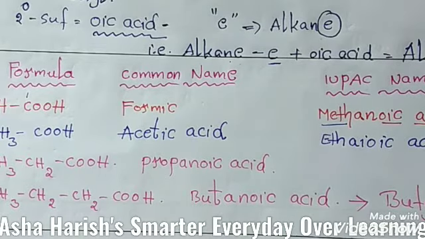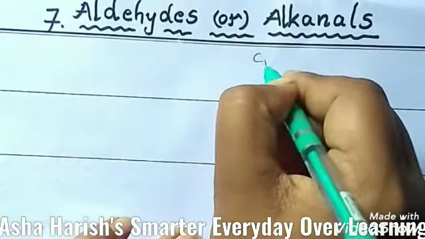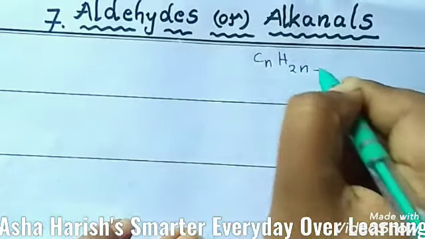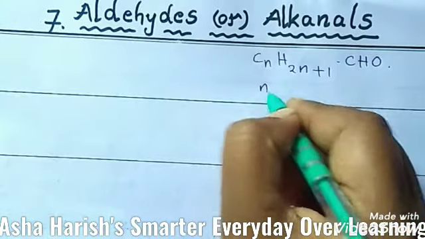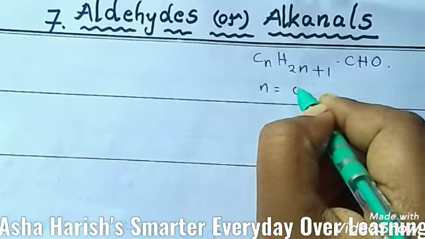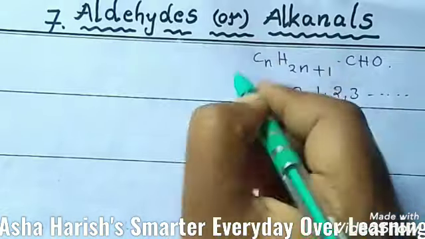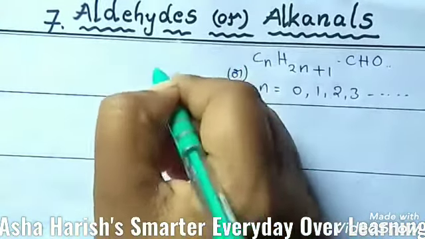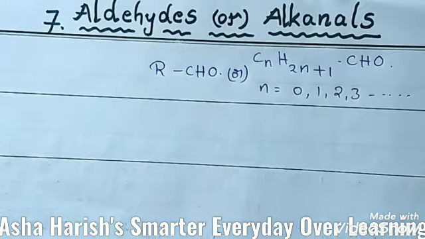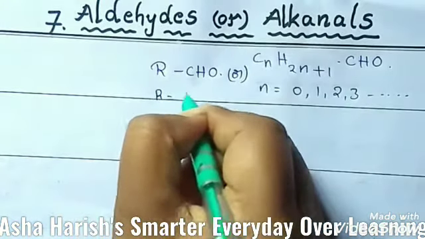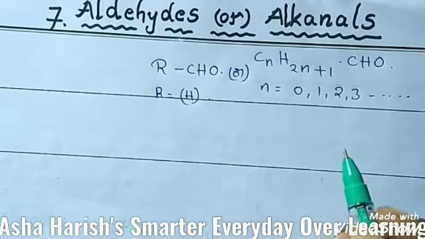Aldehydes or alkanals. The general formula for these aldehydes is CnH2n+1 CHO, where n is equal to 0, 1, 2, 3, etc. Instead of this formula, you can use the simple structure RCHO. Here R is hydrogen, or you can take any alkyl group.